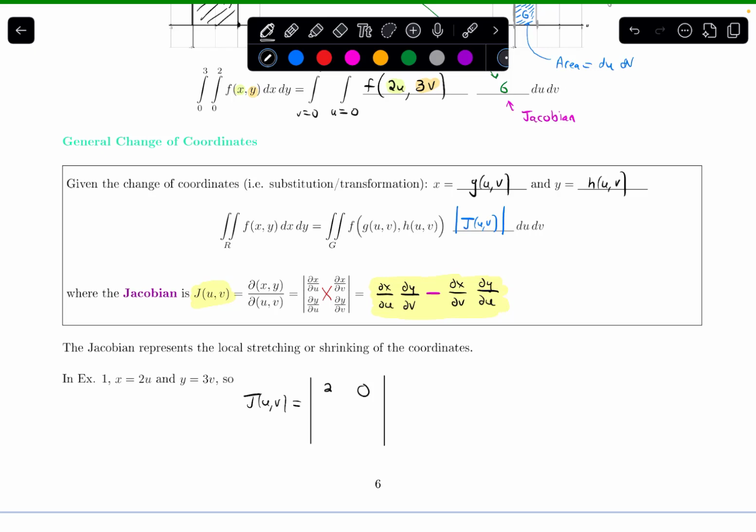And then I do the partials of y. First with respect to u, v gets treated as a constant, so that would be 0. The partial of this with respect to v would be 3. Nice. Okay, so now doing the determinant, you multiply these two diagonal entries, so that gives me 2 times 3. And then subtract what you get when you multiply the other two diagonal entries, so 0 times 0. That gives 6. And then we'd have to take the absolute value of this thing. So the absolute value of my Jacobian is the absolute value of 6, which is 6.